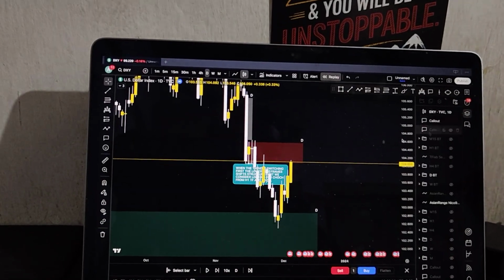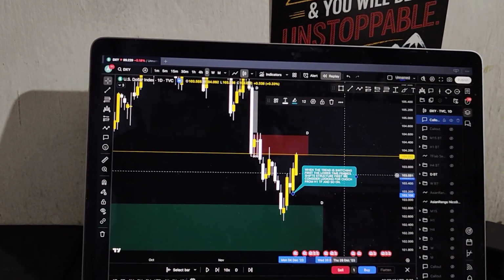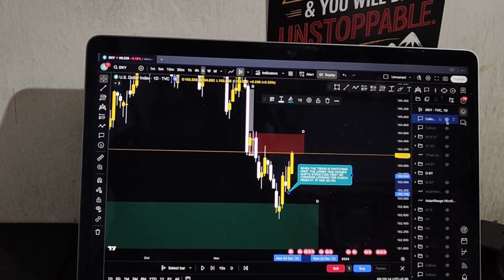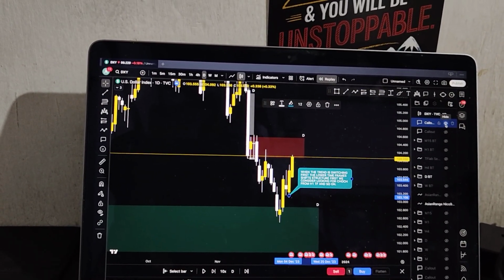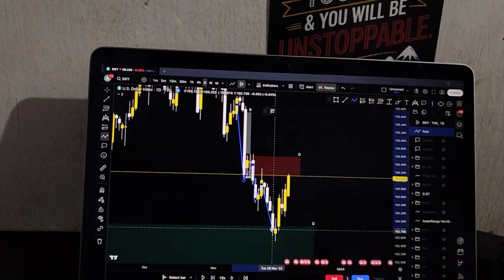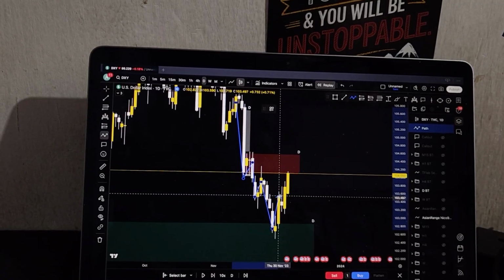So now let me show you the callout, what I've written here. When the trend is switching, the lower time frame shifts structure first, and we consider looking for change of character from the H1 time frame and so on. Yep, 100%. So you can see the market was trending down. Now the market sentiment is shifting to bullish.